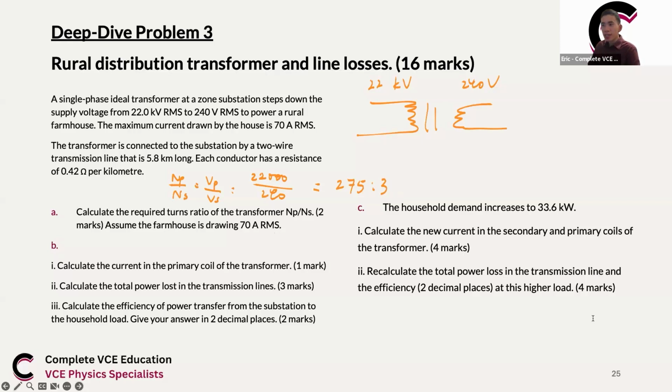So I'm seeing the questions, let's see. So what's happening here? If I were to make this very clear, this is what happens in the transformer. Some of you may notice, this is a bit different scenario from what you do usually, because after they step down, we have the transmission happening. It says that the transformer is connected to the substation by a 2-wire transmission line, and that transmits the power to the rural village. So this is where the transmission loss happens. So it's a bit of an interesting scenario.